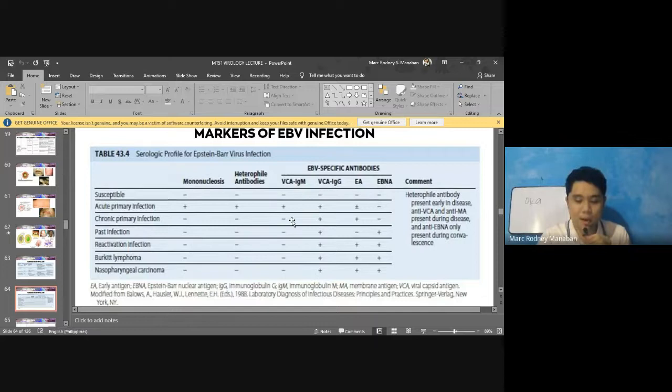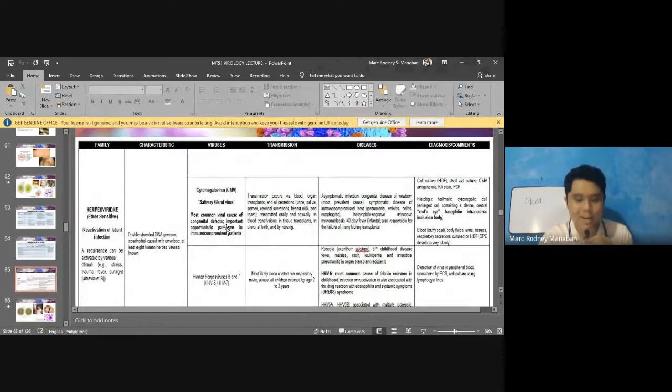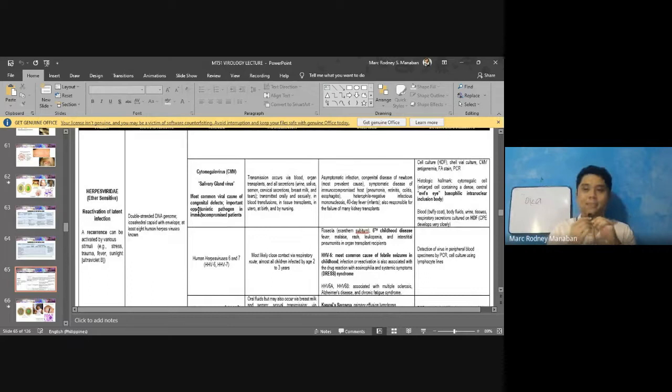Okay. Now, HHV number 5 is your cytomegalovirus, the CMV. Now, your CMV is considered the salivary gland virus because its site of latency, or where it resides, is the salivary glands. It's again the most common viral cause of congenital defects. Alright? And it's an important opportunistic pathogen in immunocompromised patients. Take note, CMV is part of your TORCH agents. Your TORCH agents, again, are causes of congenital infections. And among the TORCH agents, the most common is CMV.